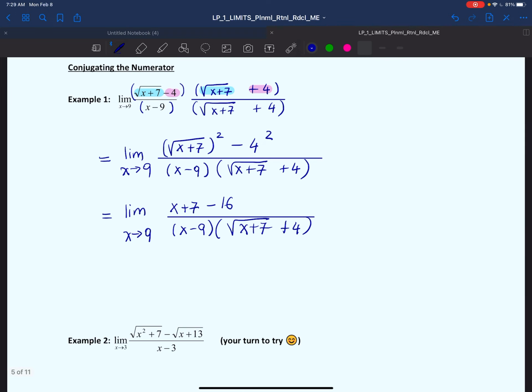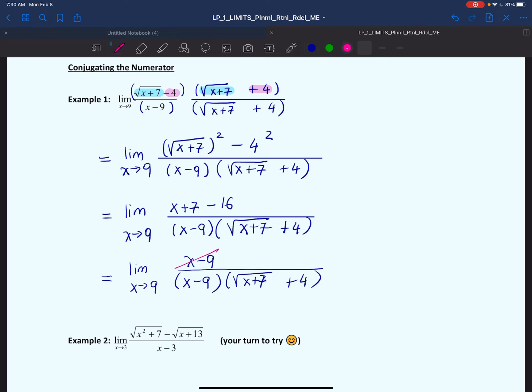So notice how the numerator now simplifies to become x minus 9. And the denominator has x minus 9. And that was expected to happen because this x minus 9 in here made the numerator 0, and this x minus 9 in here made the denominator 0. So in other words, we are trying to simplify the zeros of this expression. And finally, the zeros surfaced in a more attainable form in here. So now we have the root of x plus 7 plus 4 here.